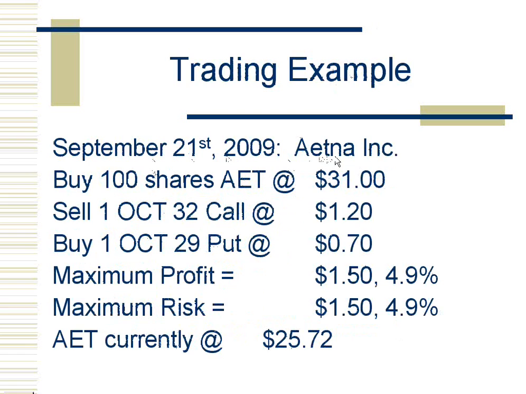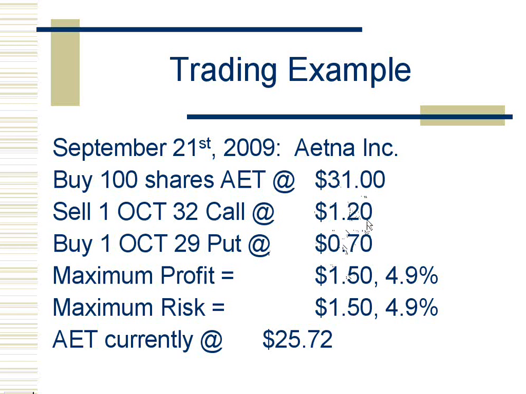Okay, so let's look at our trading example for this next position. September 21st again, we were looking at Aetna. Aetna was trading at $31 per share on September 21st. At that time, we could have sold to open the October 32 call at $1.20 per share, and at the same time bought to open the October 29 strike put at 70 cents per share.